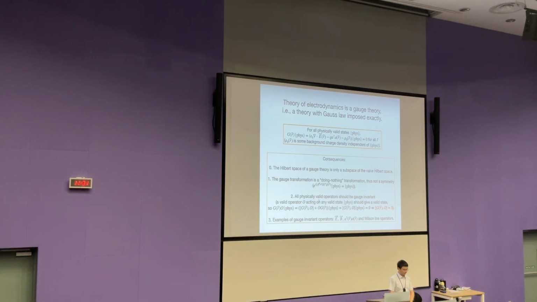Another consequence is that all physically valid operators should be gauge invariant. When I say a physically valid operator, I mean an operator that really acts in the correct Hilbert space. Meaning, if it acts on a state that is physically valid, it returns a physically valid state. That is to say, suppose this operator is O, it acts on the physically valid state, and the resulting state, O acting on this state, should be a physically valid state. So by definition, the Gauss law operator acting on it is 0.